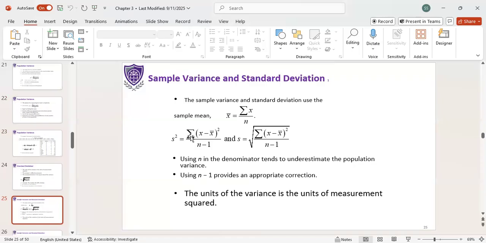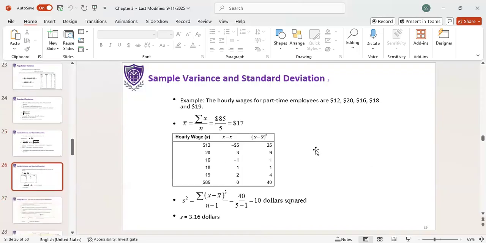Again, the definition is the same: the difference between each of the values and their average, squared, and then summation divided by, instead of n, n minus 1. And the same thing for standard deviation: the square root of this, with n minus 1 in the denominator. And again, the unit of the variance of the sample would be the unit of the values squared, but for standard deviation, it will be the same as the values that we have.